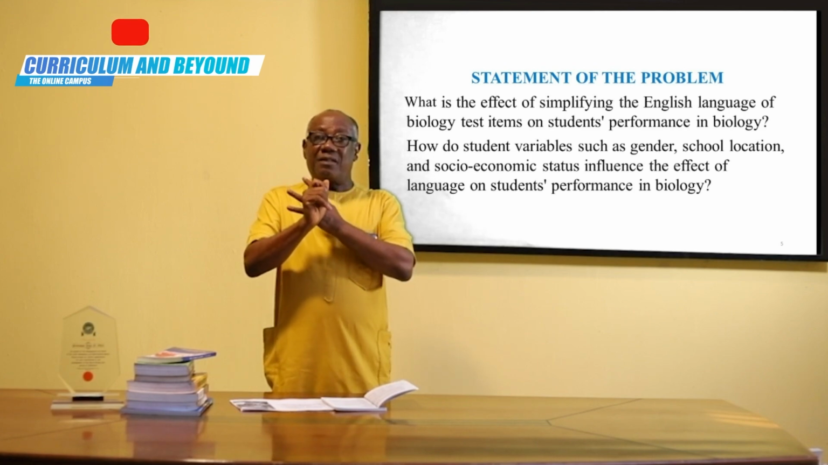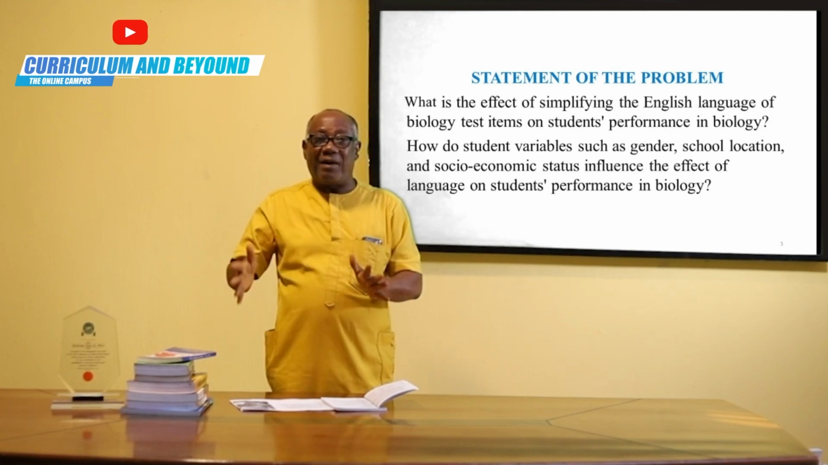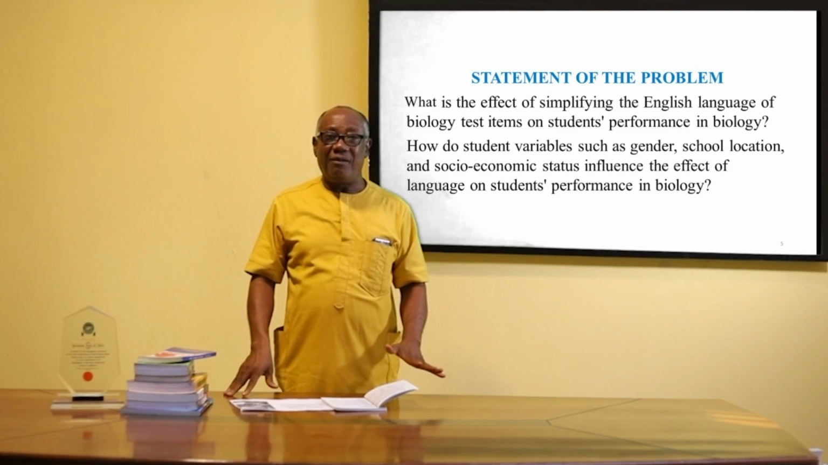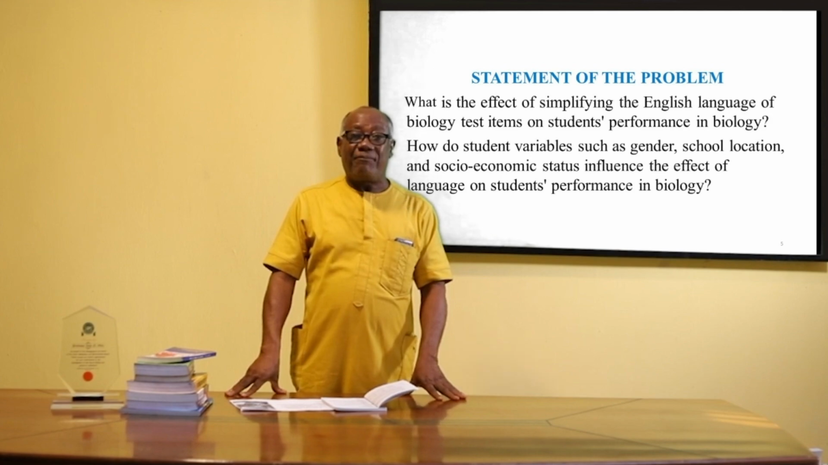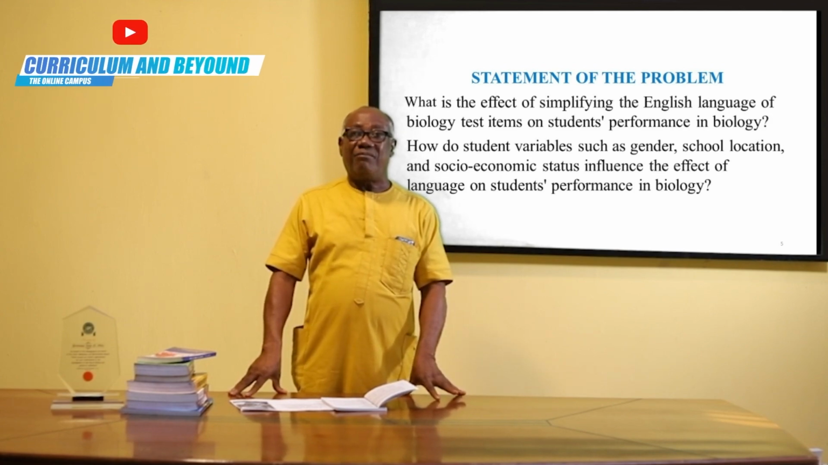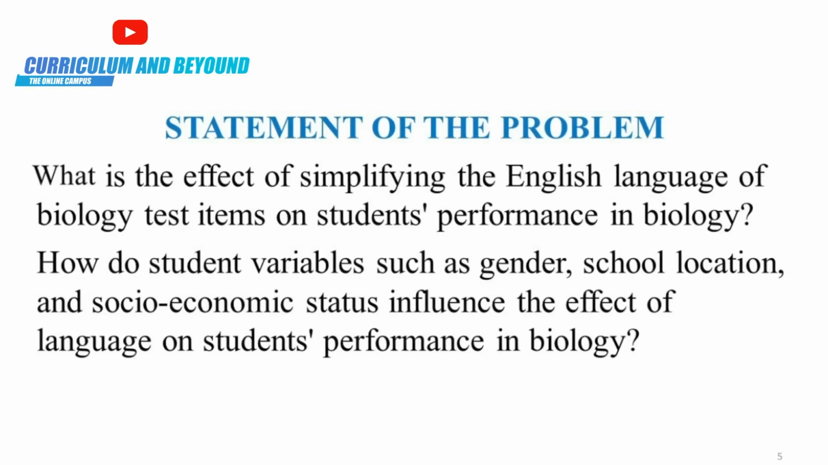In your statement of problem, you also bring in the variables and see how you think they are going to impact on the dependent variable. Let me give you a specific example. In the example on effect of language manipulation on students' performance in biology, the statement of problem could be, what is the effect of simplifying the English language of biology test items on students' performance in biology? Now, I bring in the moderator variables.